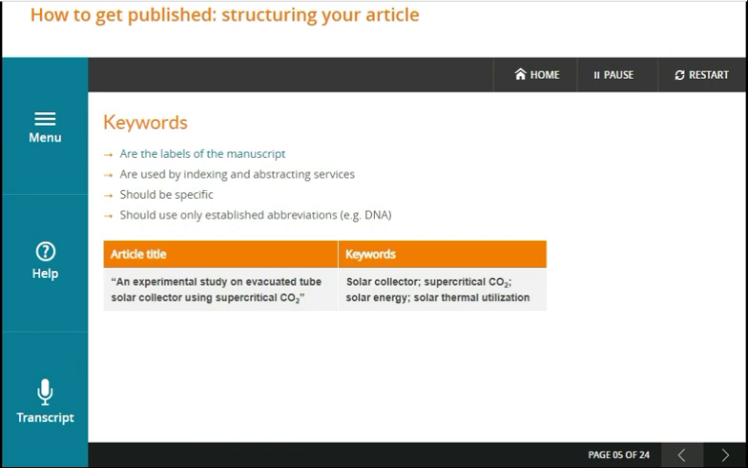Keywords are the labels or tags for your manuscript and are used by indexing and abstracting services. Avoid words that have broad meaning. Keywords should be specific enough to give someone a very quick idea about the content of your paper. Only use abbreviations that are firmly established in the field of study, for example, DNA. Check the Guide for Authors for specifics on which keywords should be used. The table contains actual examples of keywords that are associated with an article taken from ScienceDirect.com.